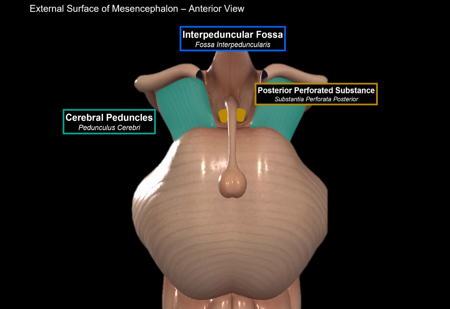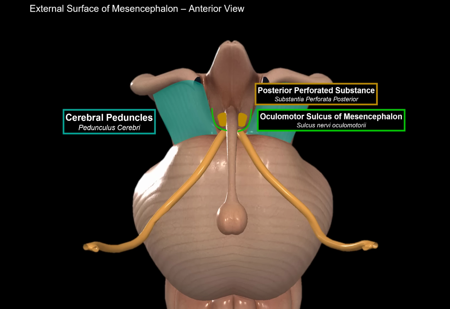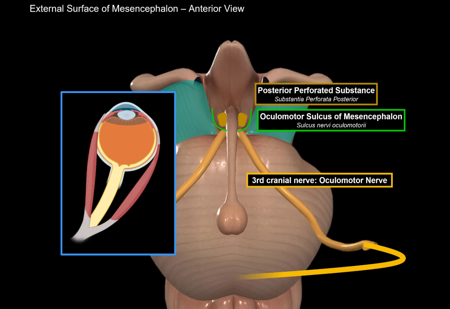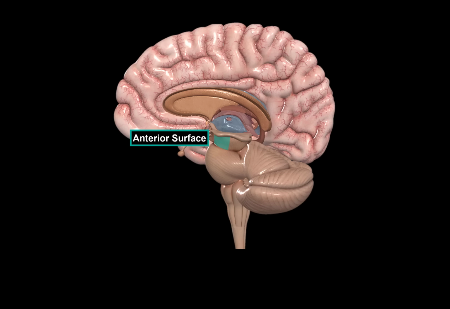This is a depression here on the anterior surface of the midbrain that contains gray matter. And it contains small holes here for blood vessels to go in and out from. Then there is a groove called the oculomotor sulcus of the mesencephalon, from which the third cranial nerve goes out, called the oculomotor nerve. This nerve is called the oculomotor nerve because it goes towards the eyes to innervate the extrinsic muscles that enable the movement of the eyes. So that was all the structures associated with the anterior surface.